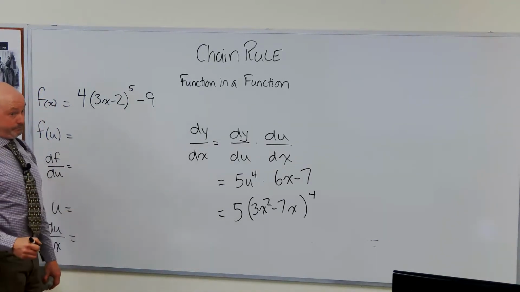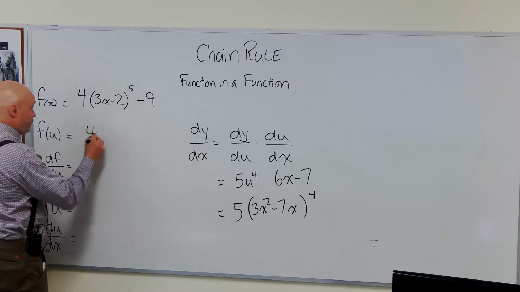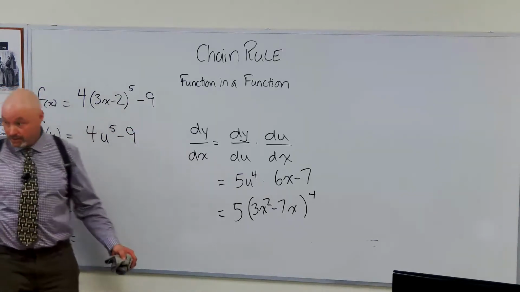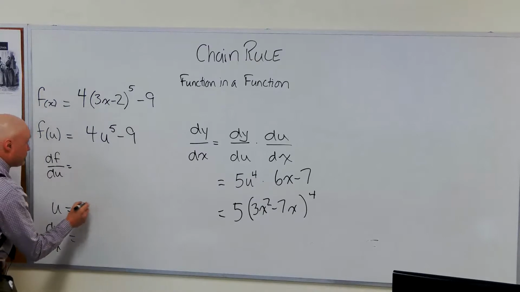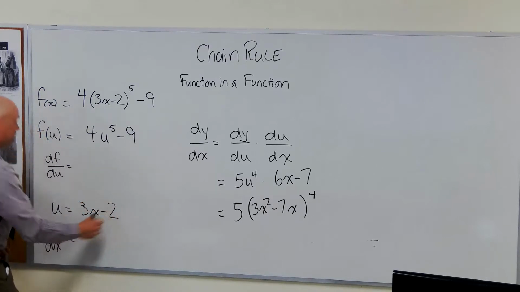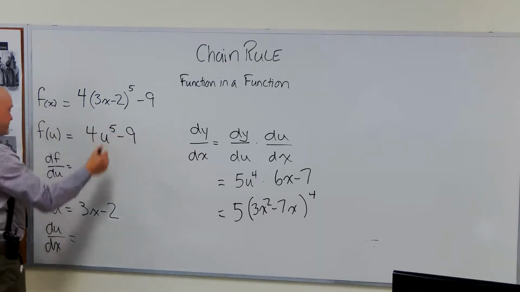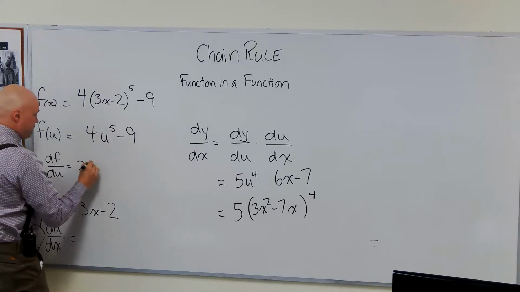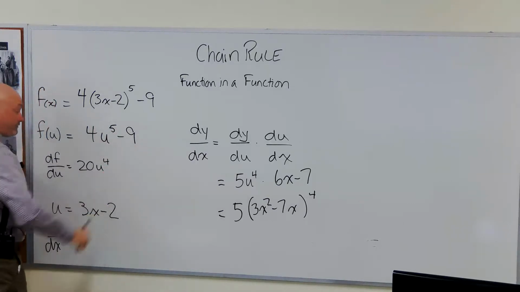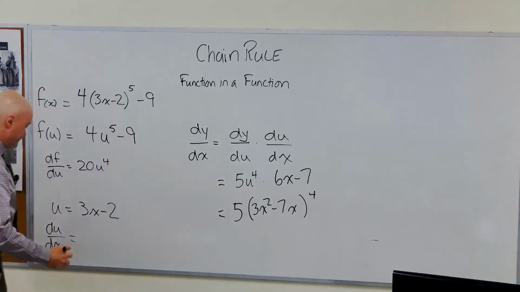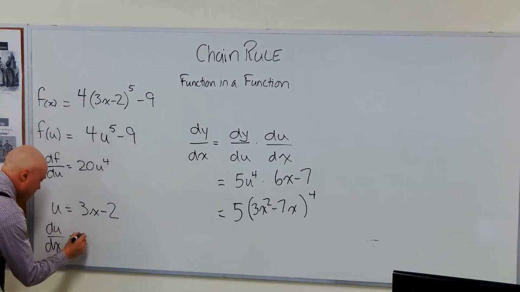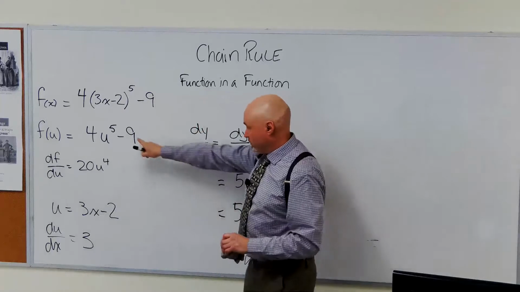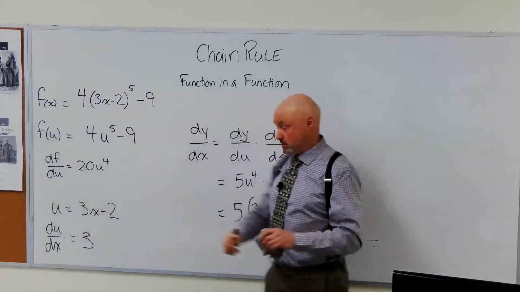What's my outside function? 4u to the power of 5 minus 9. So I guess I could have identified my inside function first. So u is 3x minus 2. I'm going to take this derivative of f with respect to the inside function, or with respect to u. So this becomes 20u to the fourth. And the derivative of a constant is 0. So that's easy. And now I'm going to take the derivative du dx. And it's just 3. The derivative of negative 9 is 0 because it's a constant.